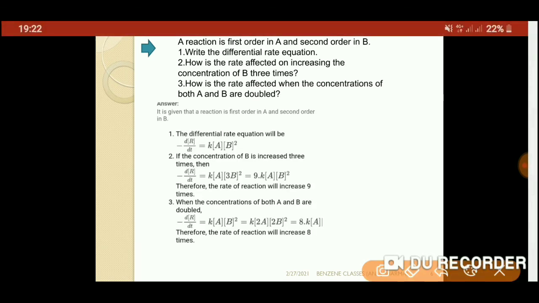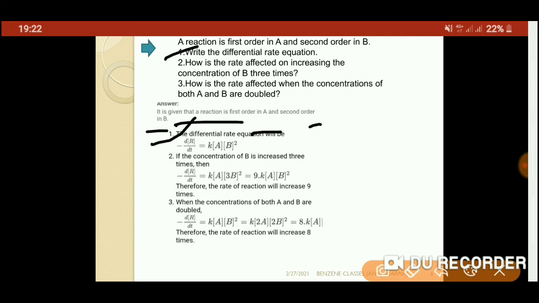Okay, finally, the next question says that a reaction is first order in A and second order in B. Write the differential rate equation. So guys, if you are asked to write the differential rate equation, the answer is very easy. It is given that the reaction is first order in A and second order in B.